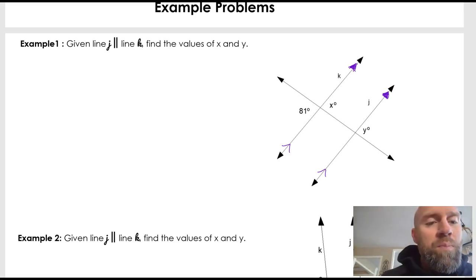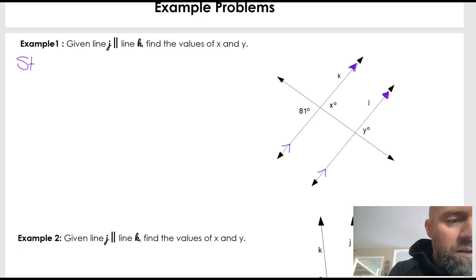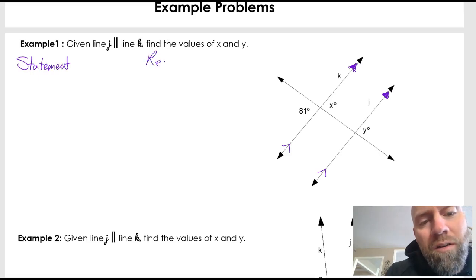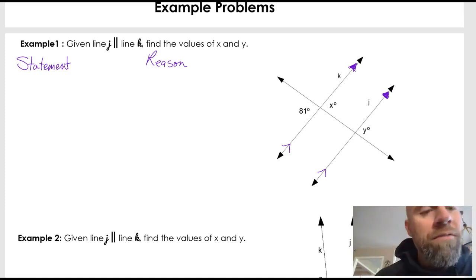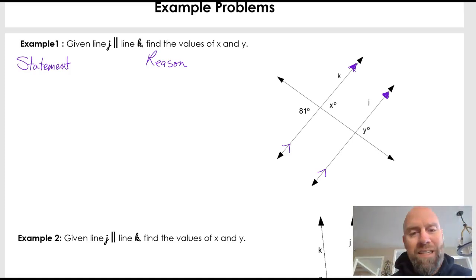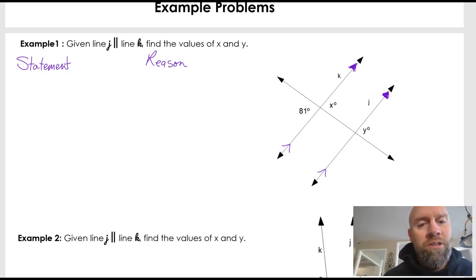And I'm going to set this problem up similarly to a two-column proof. So I'm going to make some statements over here. And I'm going to make some reasons over here. And as I fill this in, you're going to notice kind of why I'm setting it up in this fashion, and this will really get you ready for some proofs whenever you guys get to those, if you have not gotten to those in your geometry class yet.